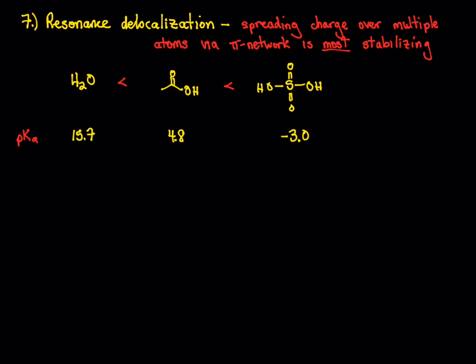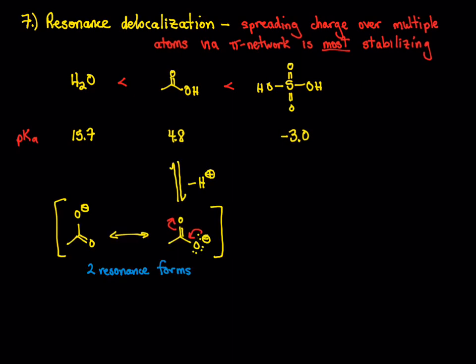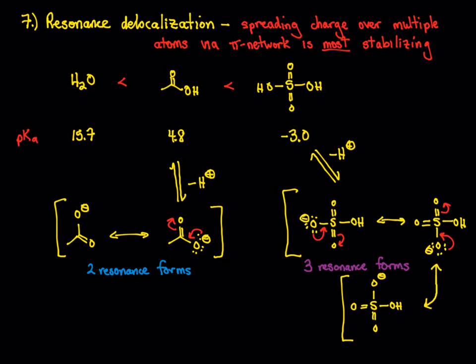The reason for this is that the conjugate base that forms upon deprotonation of acetic acid, for example, has two different resonance forms, or Lewis structures, that can be drawn. This has an incredibly stabilizing effect on negative charge, and it's as if each oxygen atom bears only a half of a full negative charge. The reason that sulfuric acid is more acidic than acetic acid is because there are three resonance forms, which is even more stabilizing.